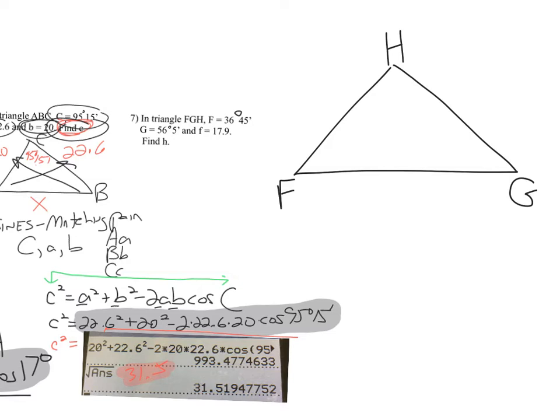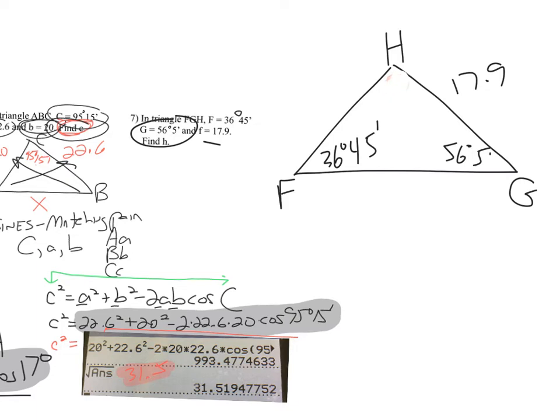So capital F is 36 degrees and 45 minutes. Remember, angles go on the inside of the triangle. Angle G is 56 degrees and 5 minutes. And then little f is 17.9. And here we have to go about finding little h. So that's going to be the side opposite angle H. So it looks like that's going to be on the bottom. So we're trying to find little h.